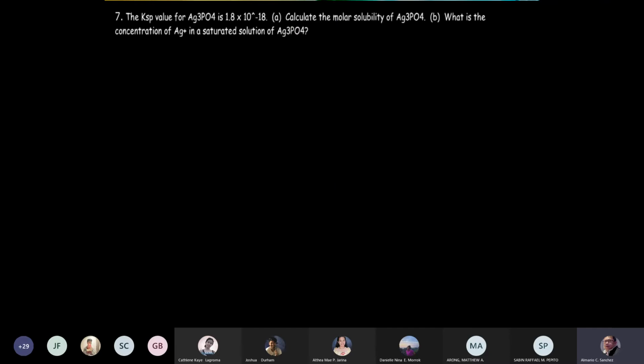The Ksp value for silver phosphate is 1.8 times 10 raised to the negative 18. Calculate the molar solubility of Ag3PO4. So this is similar to the first two problems. Go ahead and try this. So let's begin with the reaction. So we have Ag3PO4 in the solid phase.